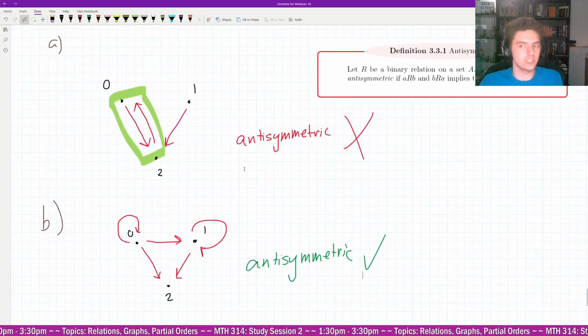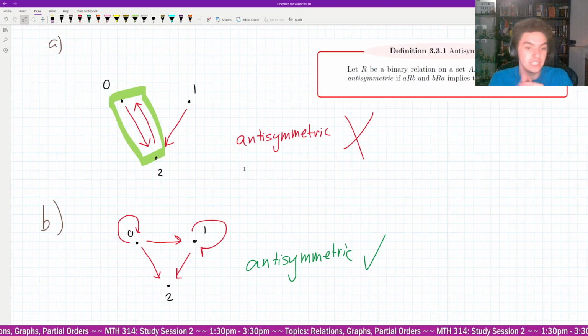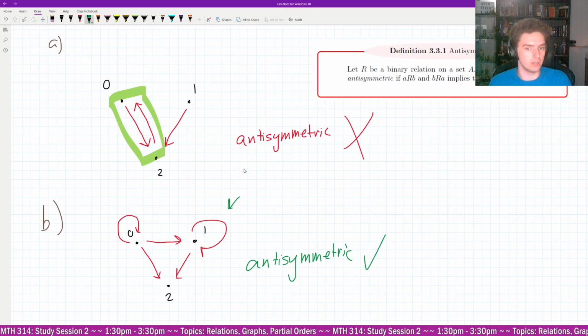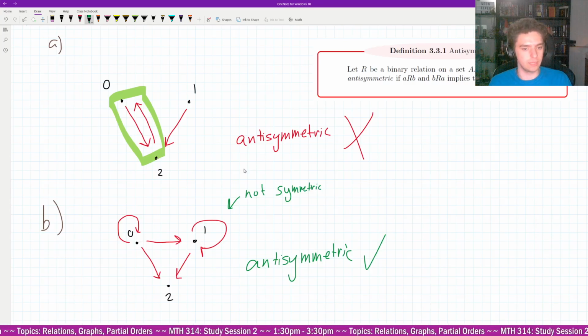Anti-symmetric doesn't just mean not symmetric. It means that there is not even a part of it which is symmetric. It's really like the absolute opposite of symmetric. Not symmetric and anti-symmetric are not the same idea. Not symmetric just means that somewhere you have a non-symmetrical relation. So this is not symmetric either, because you don't have any kind of symmetry in these.